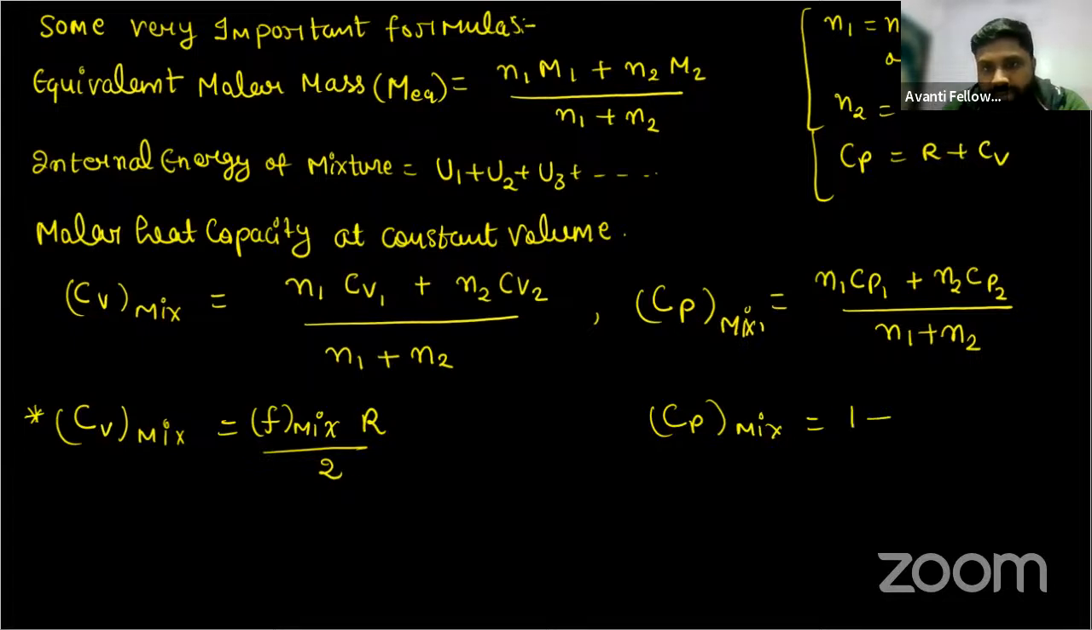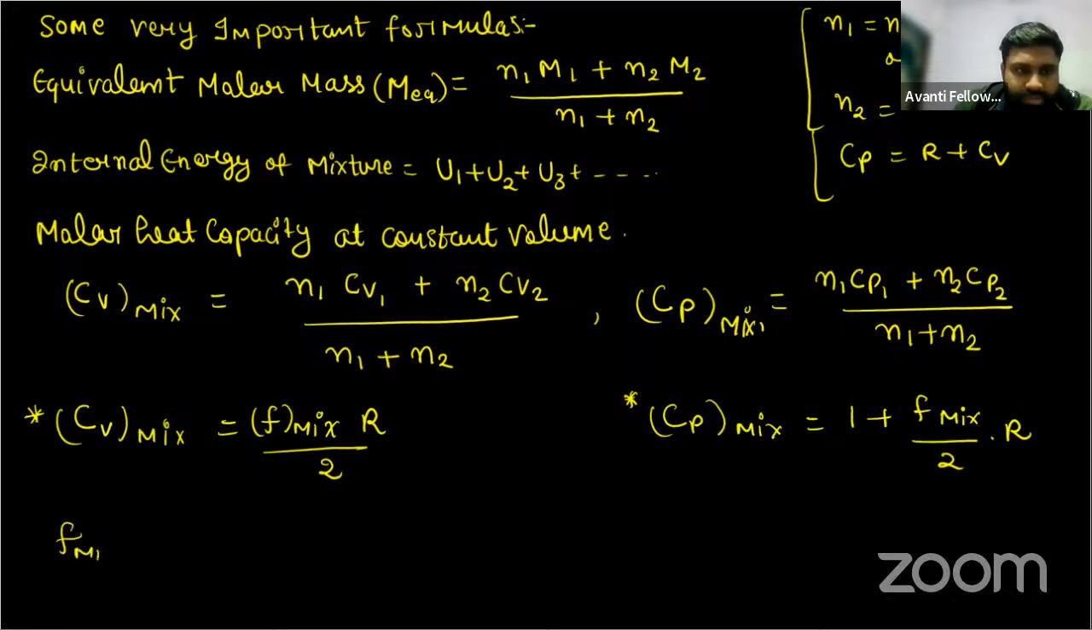So CP will be 1 plus F of mixture by 2, into R. So this you can remember. Now how to find F of mixture? F of mixture is (N1 F1 + N2 F2) divided by (N1 + N2).